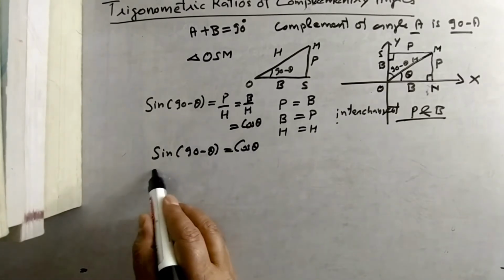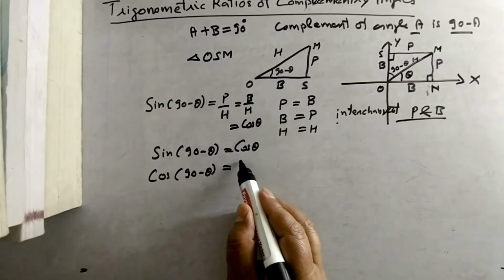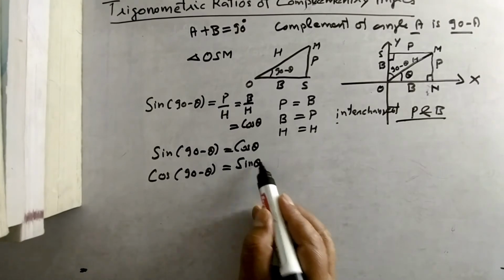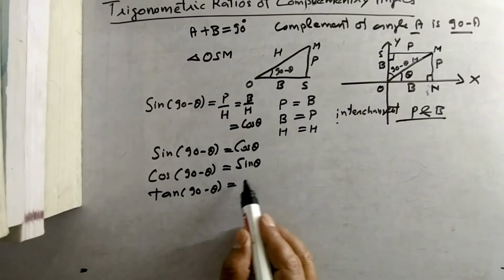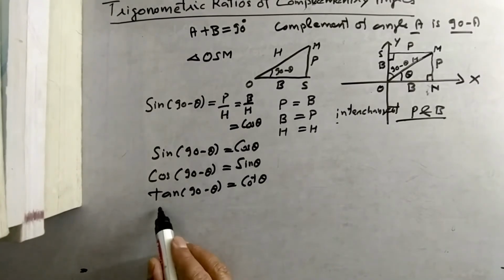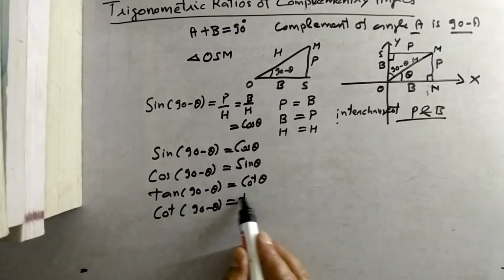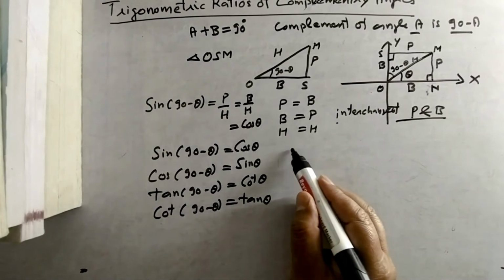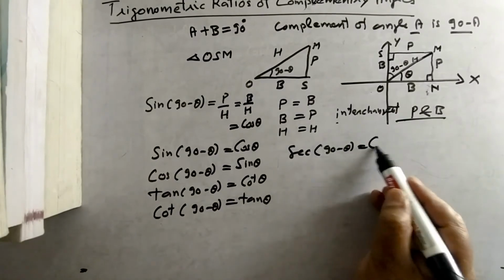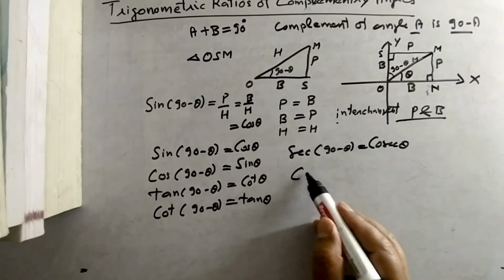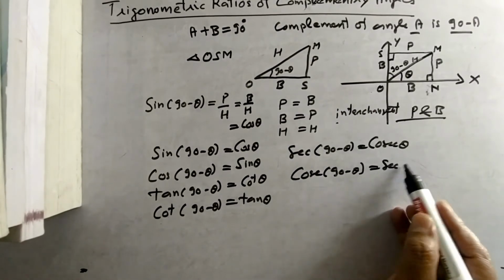cos 90 minus theta becomes sin theta. Tan 90 minus theta becomes cot theta. Cot 90 minus theta becomes tan theta. Secant 90 minus theta becomes cosecant theta, and cosecant 90 minus theta becomes secant theta.